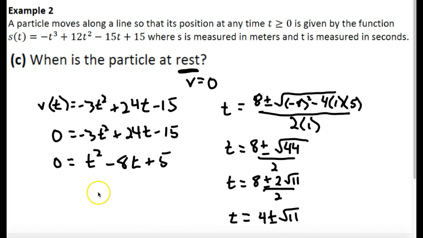Now, if we want a decimal, let's see, 4 minus the square root of 11 is 0.683, and 4 plus the square root of 11 is 7.317.